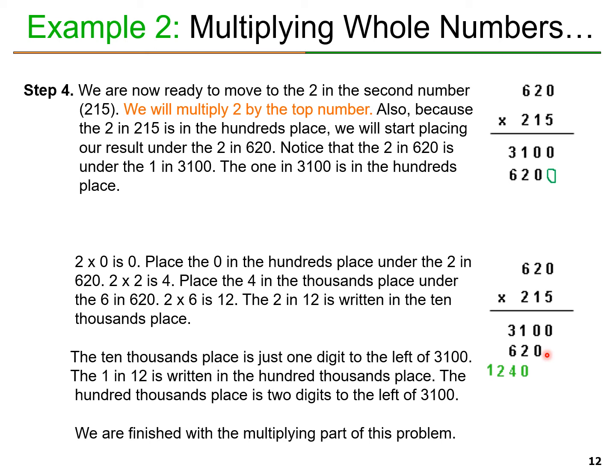So we are finished with the multiplying part of this problem because we had 3 digits in the bottom number and we generated 1, 2, 3 numbers in our intermediate step. However many digits you have in the bottom number, that's how many different numbers you're going to have in the intermediate step. So we're finished with the multiplying part of this problem.